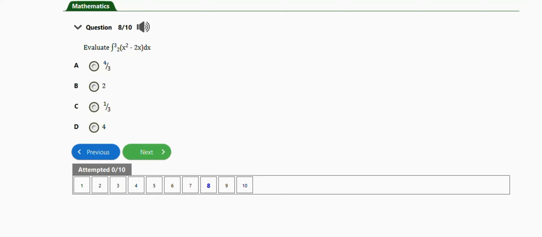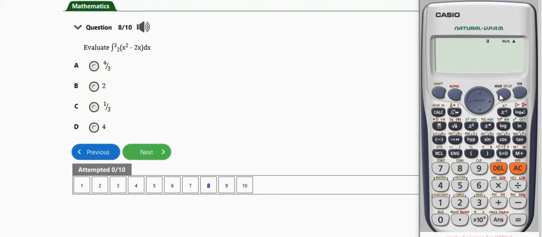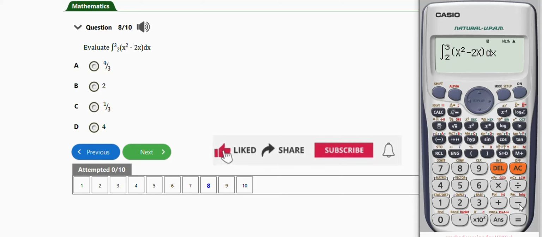So let's bring the calculator and solve this. Okay, so as usual, we are still working with the calculator. Let's put the definite integral sign. The upper limit here is 3, the lower limit is 2. Okay, come here and put the function. So we have in brackets x square minus 2x, alpha and this, put the brackets. So that's what we have there. Let's press equal to. We have it to be 4 over 3, option A, the right answer.